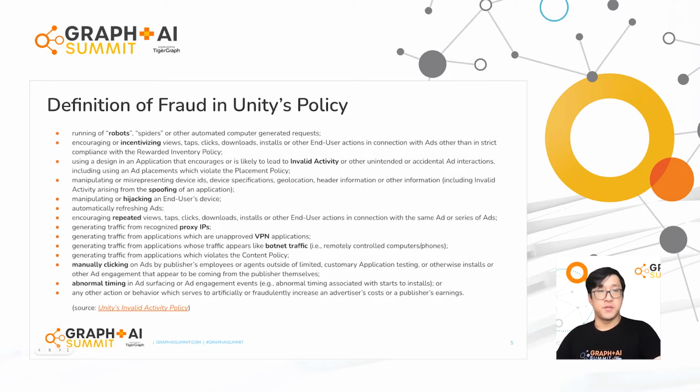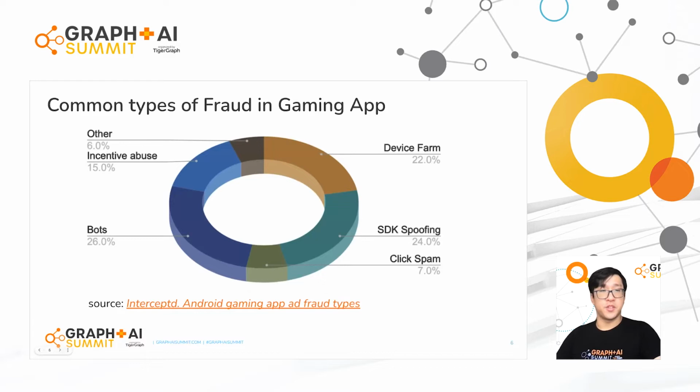Now here comes the definition of fraud. What is fraud actually? There are many types of it. According to Unity's policy, there are a bunch of fraud types, endless of them, and we're seeing new types emerging every day. So it's really an annoying problem. According to our experience, there are a few common types of fraud: device farms, SDK spoofing, click spam, bots, incentive abuse, and others. They're all very common types of fraud in the world of game advertising. And that's why we need graph-based technologies.